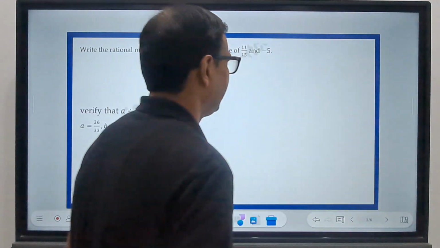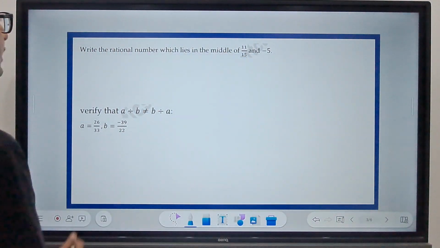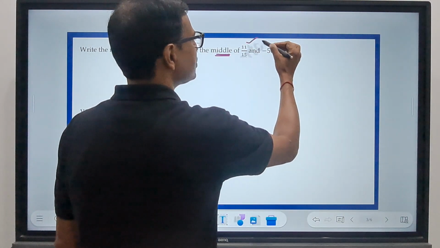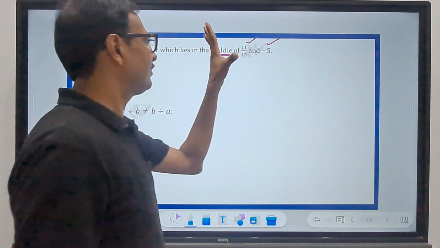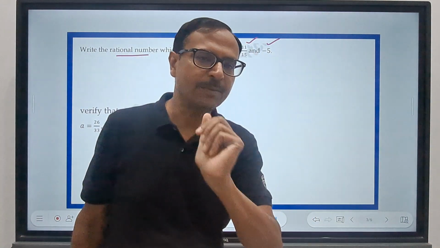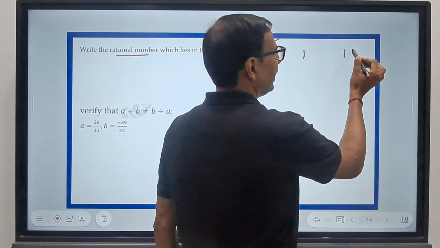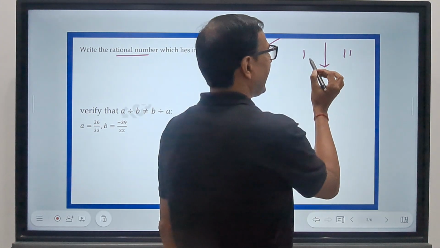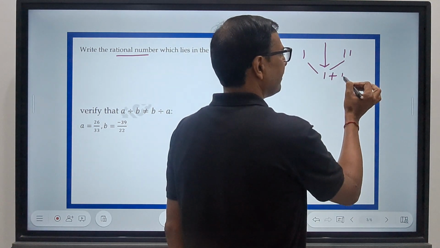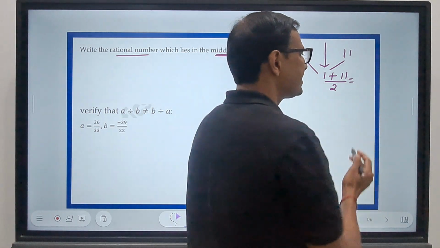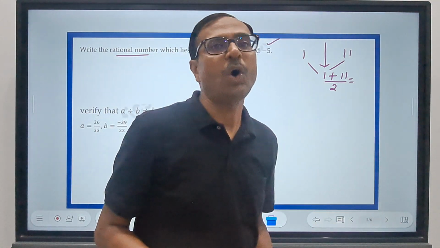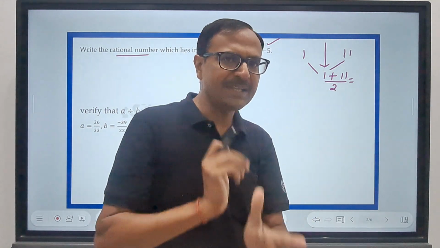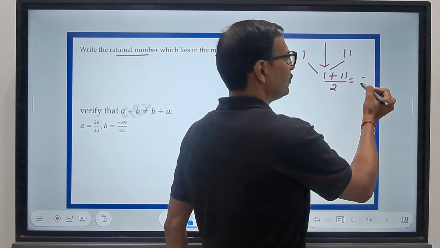Let's have the questions in hand. Here we have the first question where we need to write the rational number which lies in the middle of these two numbers. So whenever you are finding a number which lies exactly in the center, like suppose you have 1 and 11, and I want to find out which number lies exactly in the center. So what do I do? I just add these two numbers, 1 plus 11, and divide the result by 2. This is saying that I am actually finding the mean or the average of the two numbers. The mean or the average of two numbers lies exactly in the middle of the numbers, and therefore this is 12 upon 2, which is 6.